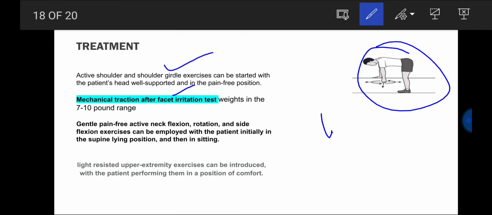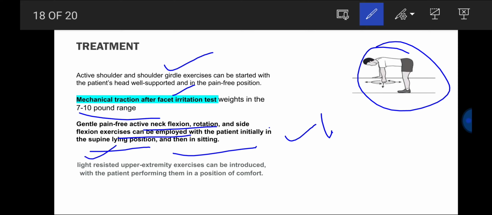Okay, and after the facet irritation test, here is the range of weight, 7 to 10 pound. Gentle pain-free active neck flexion, rotation, side flexion, all these movements. Initially, first you give in supine lying, then sitting, and then standing.